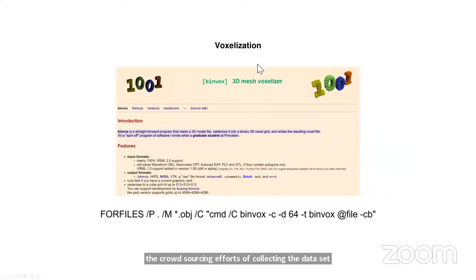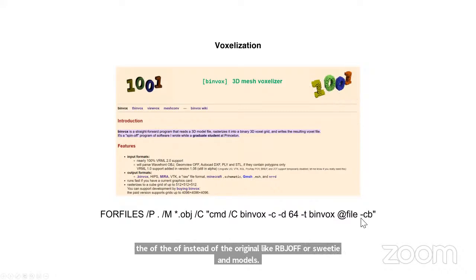Once you have the data set from somewhere on the internet, the next step is to voxelize them, to turn them into voxel representations instead of the original OBJ, OFF, or 3DM models. For this step, we use what is called BeamVox.